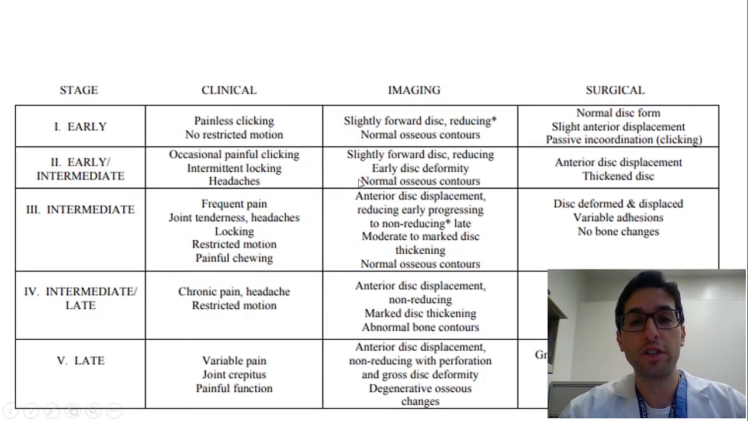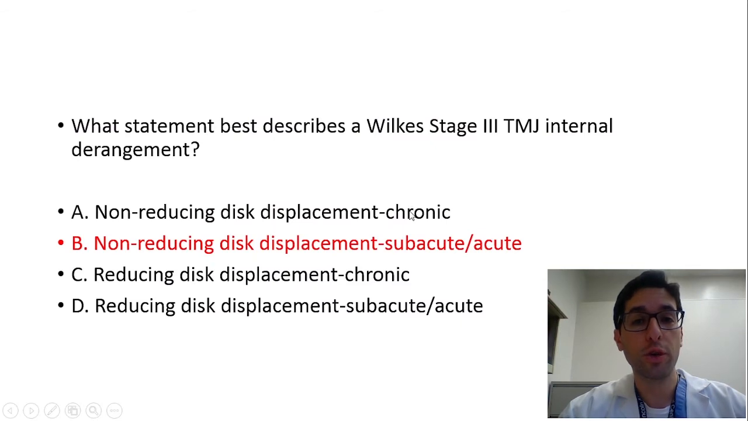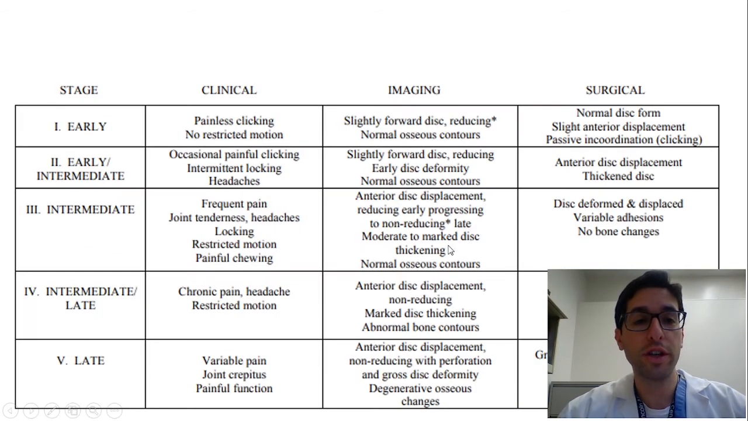And here's our chart just to remind ourselves. Here, 1 through 5 starts off with early, intermediate to late. And you remember 3 was the first one where it starts off. It's the transition. It goes from reducing to non-reducing. But I wouldn't quite call it chronic. I wouldn't call it choice A. I would call it subacute or acute, because chronic would be something more like over here, which would be a Wilkes 4 or a 5.